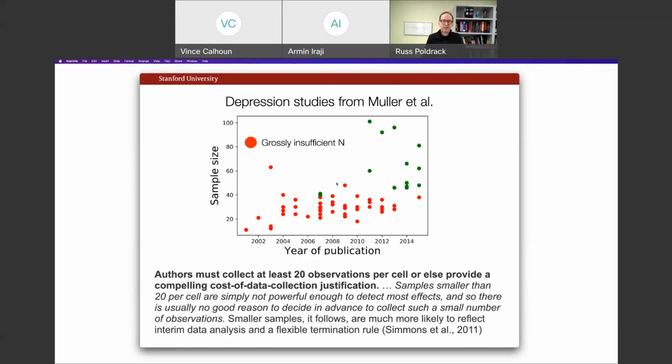And the argument is that in general, you would never plan to collect a sample of less than 20 per cell. And so when you do that, it's likely that you're using some kind of flexible termination rule or interim data analysis, basically p-hacking to drive that small sample. And that's an argument for, if we look at these studies in the Mueller et al. meta-analysis, the majority of them had on this criterion a grossly insufficient N.